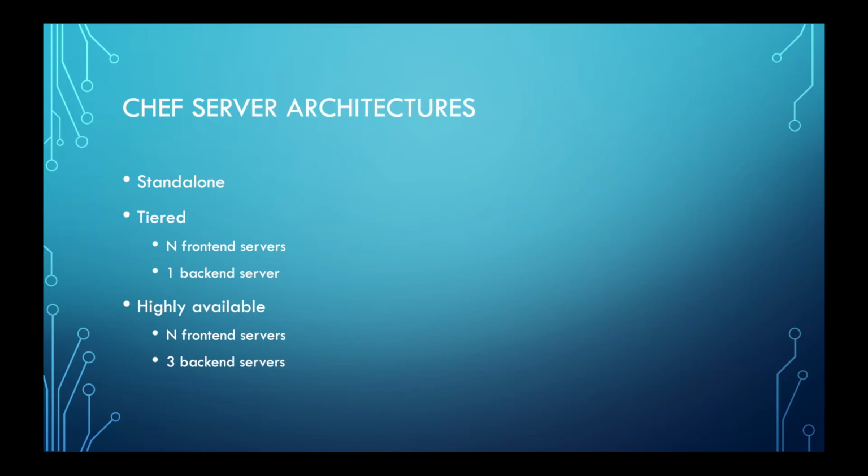The major difference between these two models is the number of backend servers they consist of. Tiered deployments will only have a single backend server, and if that server fails, then your deployment becomes unavailable. In contrast, highly available deployments consist of exactly 3 backend servers, and when one of those servers fails, another server steps in to take its place.